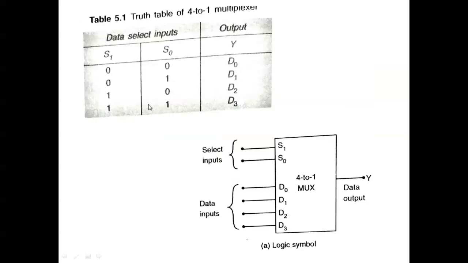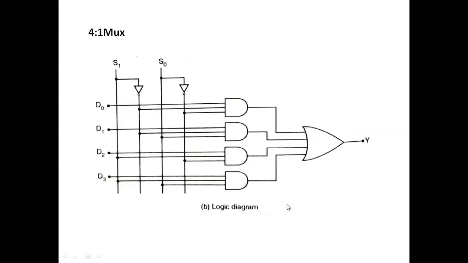So this is the block diagram for the 4 is to 1 mux, and this is the truth table. This is the logic diagram for the 4 is to 1 mux. The select lines are there, and the inputs D0, D1, D2, D3. All the inputs are connected. There are four inputs, and four inputs means we know that there are two select lines. The select lines take 0 0, 0 1, 1 0, 1 1, and based on that they will select.